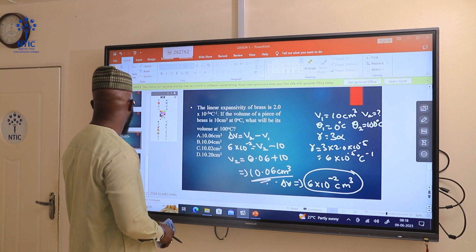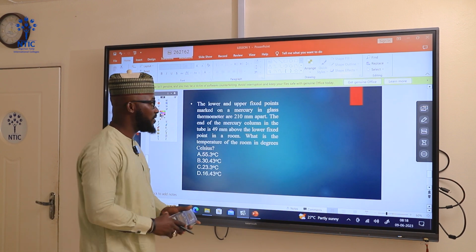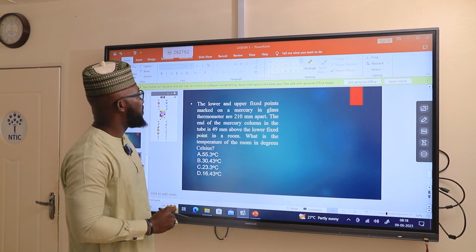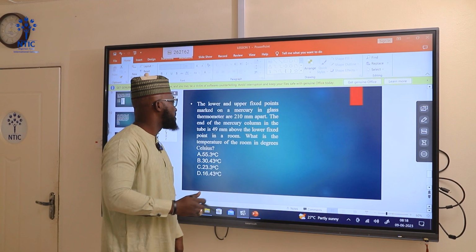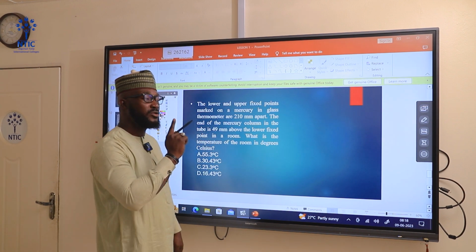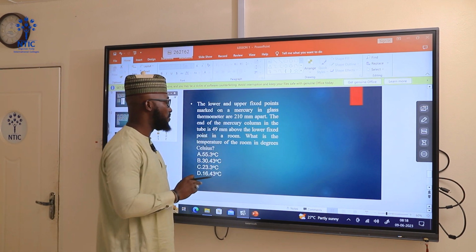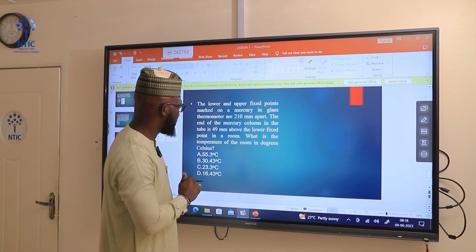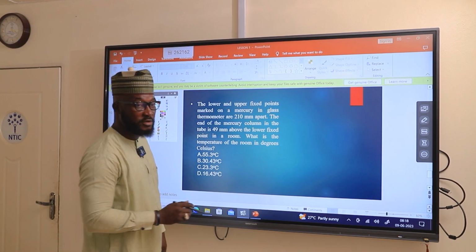Let's move on to the next question, which happens to be our last question for the day. So here, we are dealing with temperature and its measurements. The lower and upper fixed points marked on a mercury in glass thermometer are 210 millimeters apart. The end of the mercury column in the tube is 49 millimeters above the lower fixed point in a room. What is the temperature of the room in degrees Celsius?